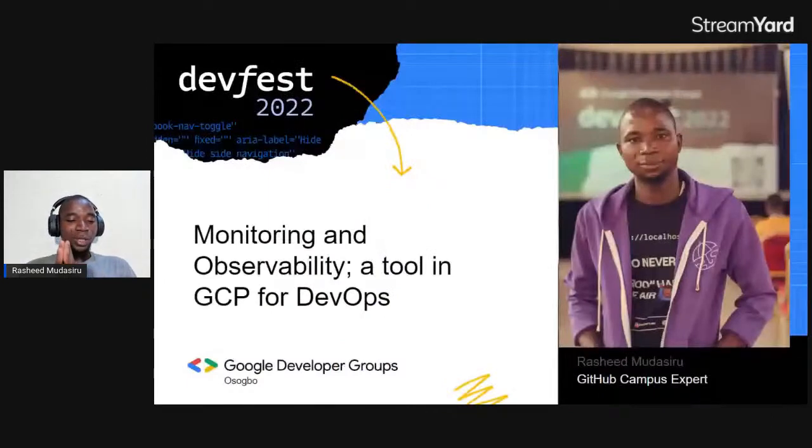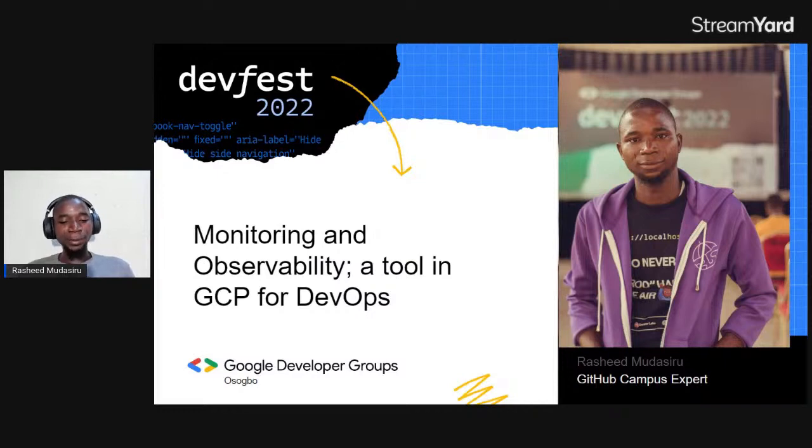Today we'll be talking about monitoring and observability, a tool in GCP for DevOps. We'll be asking, what's monitoring? What is observability? What is DevOps? Those are the key things that we'll be talking about and how it can help our organization to thrive and do better things together.